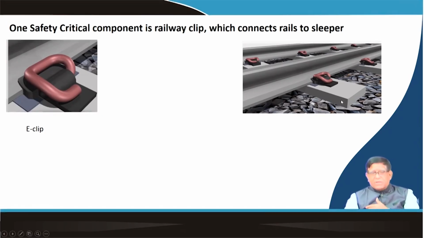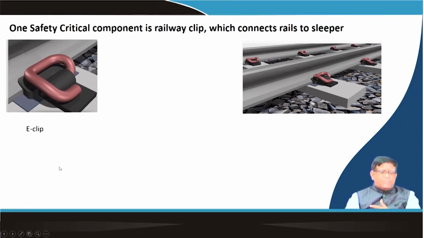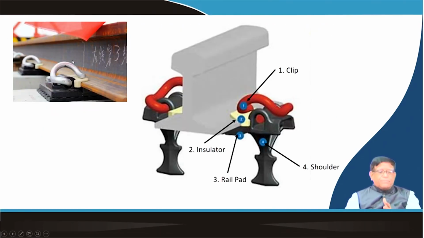As in your normal railway on the surface, we have got different types of clips. This E clip is very common, and you can see that for connecting it, there are 4 components. One is the clip part, which is there with an insulator, exactly in between your shoulder and the rail pad. We are having one insulator clipped over here. You can see here, this is the insulator, and then the rail will be going.